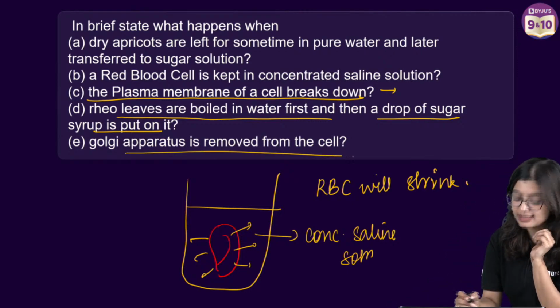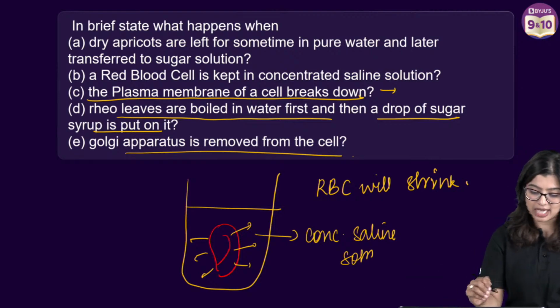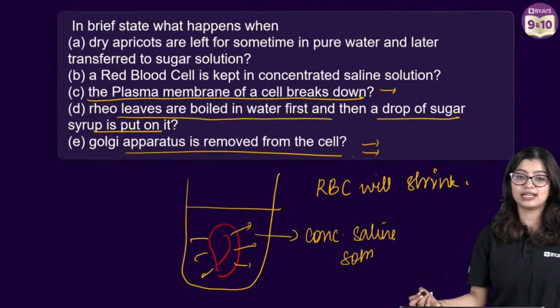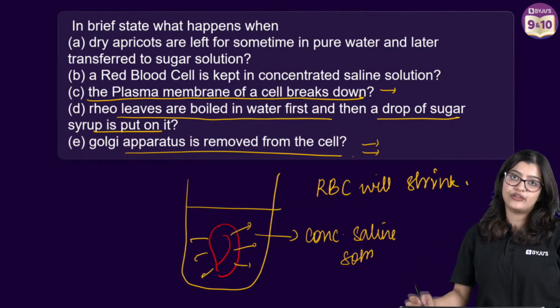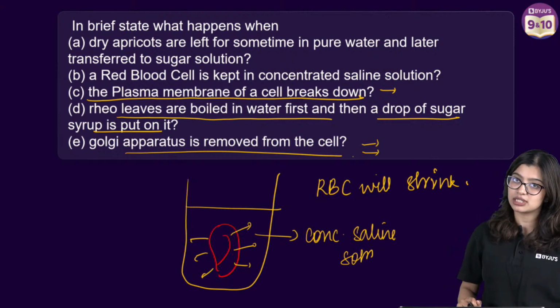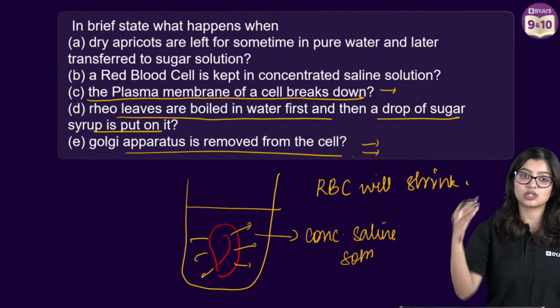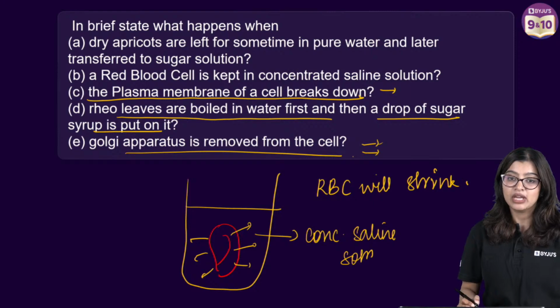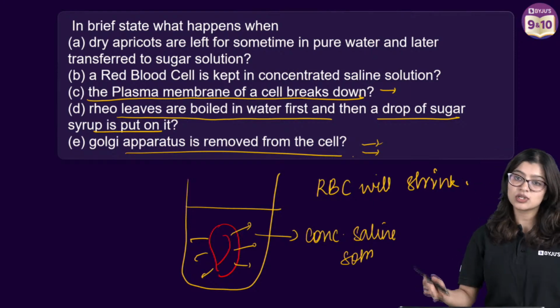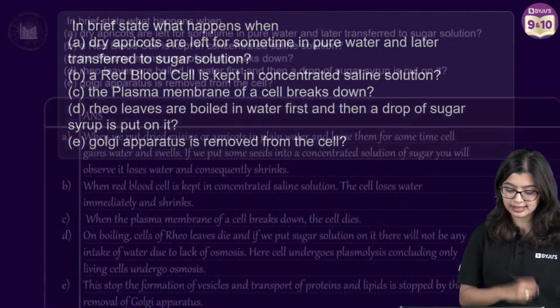If Golgi apparatus is removed from the cell, so this is the last part. If Golgi apparatus is removed, what is going to happen? We know that a lot of protein modification happens in Golgi. We know that proteins are transported to different parts with the help of Golgi. Now, if there is no Golgi, no lysosomes, no secretions, hence this is the answer.